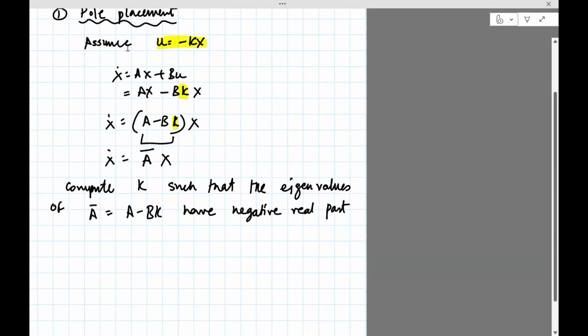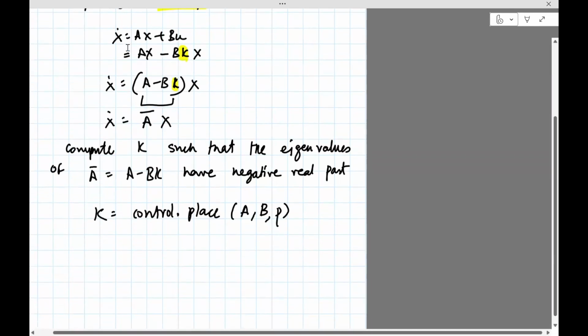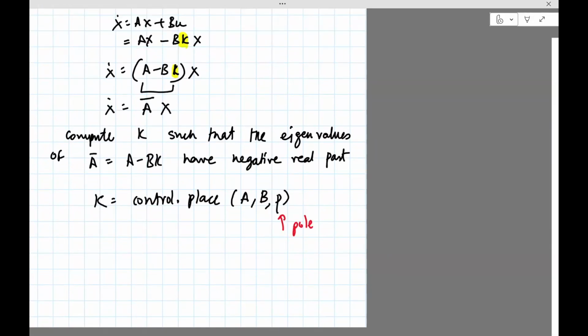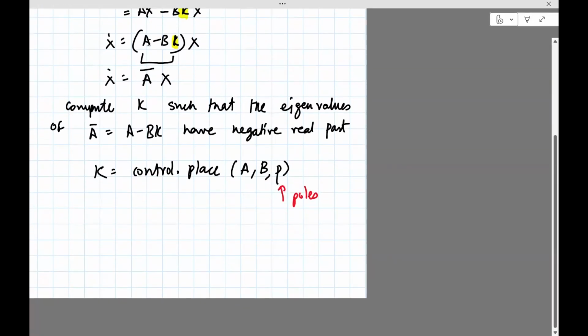So how to do this in Python? Well, it's very simple. You just do this. You say control dot place. Place is a function within the package control. You specify A, B, which are system parameters, and then you specify the poles. This is the user chosen poles or locations of eigenvalues.